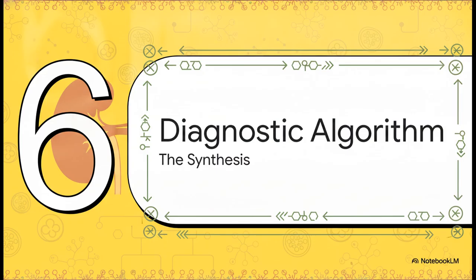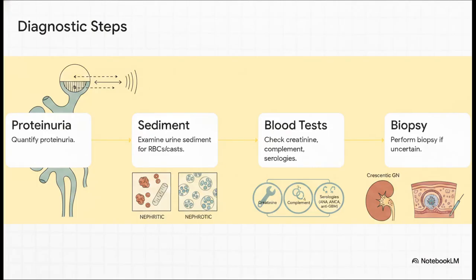Section 6. Next step diagnostic algorithm, the synthesis. Let's put it all together into a strict diagnostic workflow. First, quantify the proteinuria. Second, examine the urine sediment for RBCs or casts. Third, check the creatinine, complement levels, ANA, anti-dsDNA, ANCA, anti-GBM, and any relevant viral serologies. Finally, always perform a biopsy when the diagnosis is uncertain, if nephrotic syndrome isn't classic minimal change in the child, or if a glomerulonephritis needs specific classification.